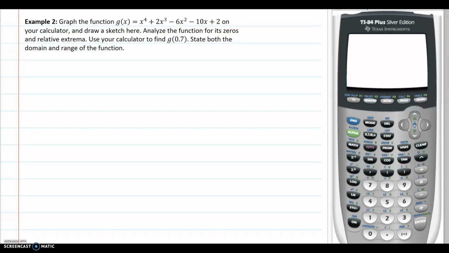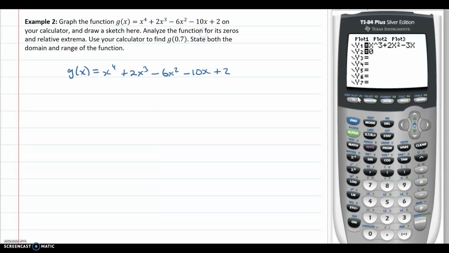Again, we're going to graph the function g of x equals x to the 4 plus 2x cubed minus 6x squared minus 10x plus 2. We're going to do it on the calculator. Okay, so go to y equals, clear anything that's been there previously, and just type in what we have.